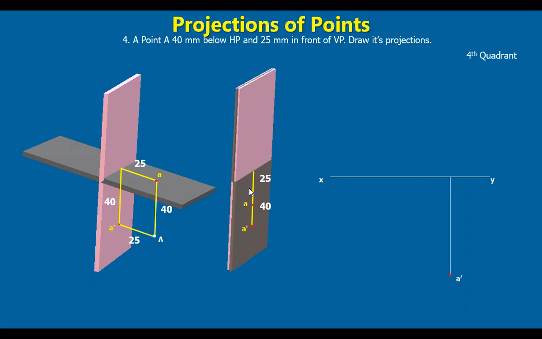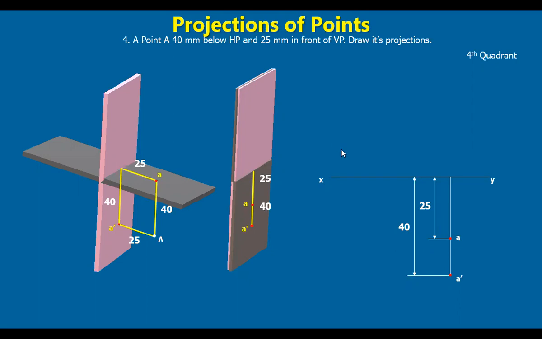So represent this on a two-dimensional paper. Take 40 mm distance, mark it as A dash. Okay, this is the projection in the front view. At 25 mm distance from here, mark another point, that is the top view. So here it is 25 mm. So this is when the object is in the fourth quadrant.